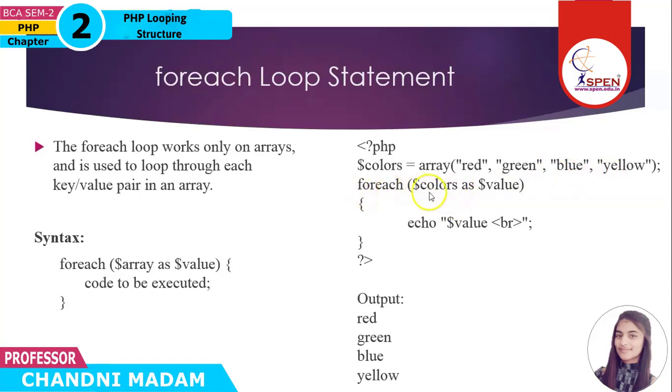Here in the foreach loop we pass our array and use one variable to get one value at a time. So in the first iteration $colors has the red value. The red value is assigned to your $value variable, and in the loop we just print our value variable. So first time it has red, after that green, blue and yellow. Now your array is complete, so the loop terminates. So the output is red, green, blue and yellow.